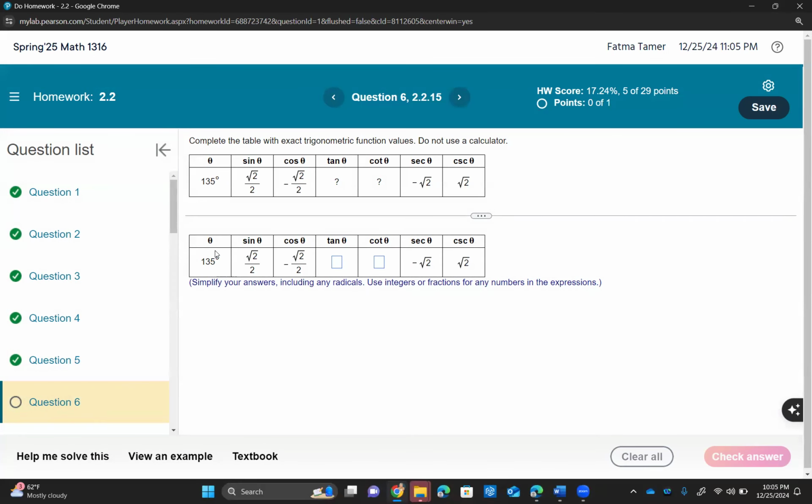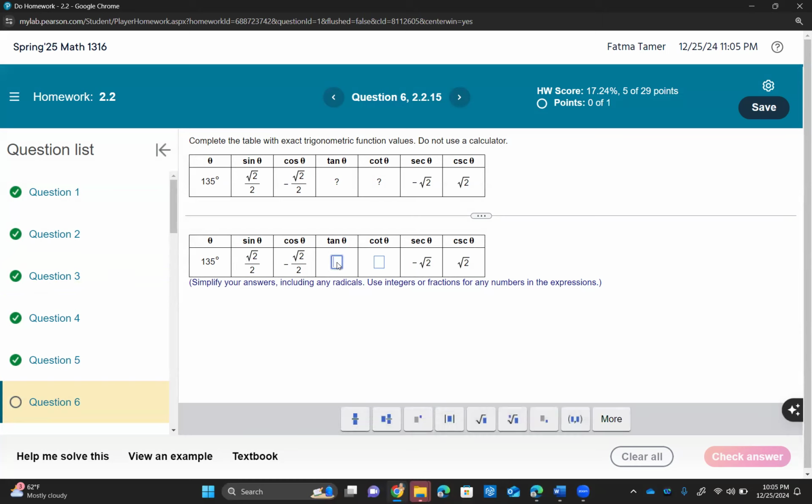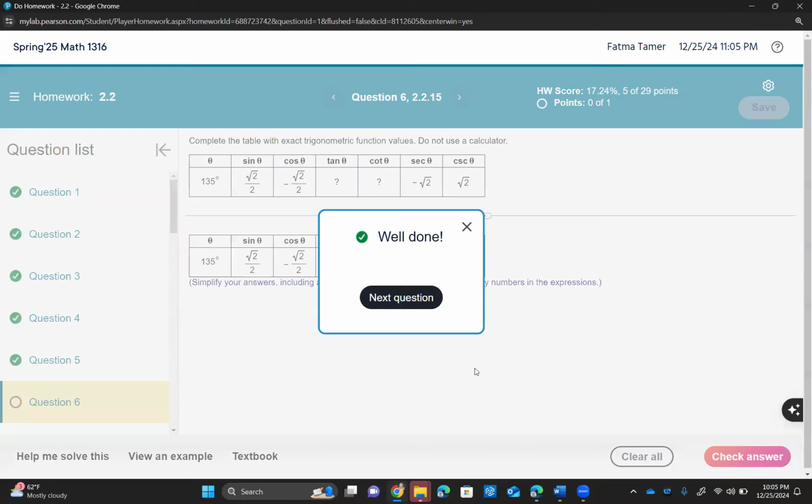For question 6, the angle we are studying is 135. So I need to find the reference angle. If I do 180 minus 135, I'm going to get 45 degrees. So tangent 45 is 1, but that's not my angle. My angle is 135, which is in quadrant 2. And in quadrant 2, tangent is a negative value because sine is positive, cosine is negative. Cotangent is the exact same thing as tangent for 45. And this is how I can answer 6.